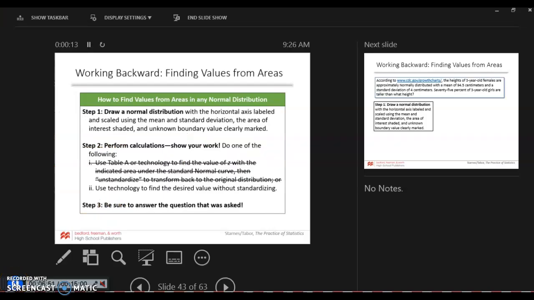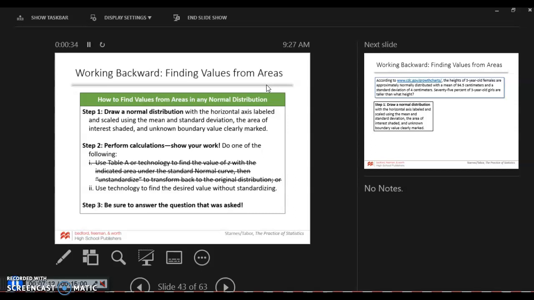All right, the last thing we'll talk about today, again, this is in the guided notes. I think I have it typed up for you. This part is working backwards. So what if we're given an area under the curve? What if we're given the shaded area and we're asked to find what value gives that area? Common problem will be percentiles. They may say, which value marks the 95th percentile?